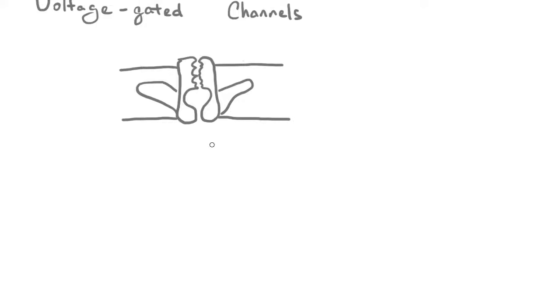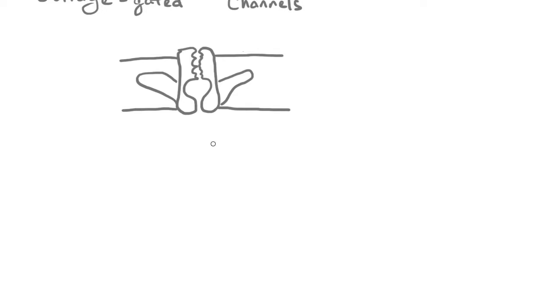Voltage-gated channels are really the key player in changing the difference in membrane potential. So here we are looking at a voltage-gated channel. As you see here, this is the selective filter. So it selects which kind of ions can pass through.